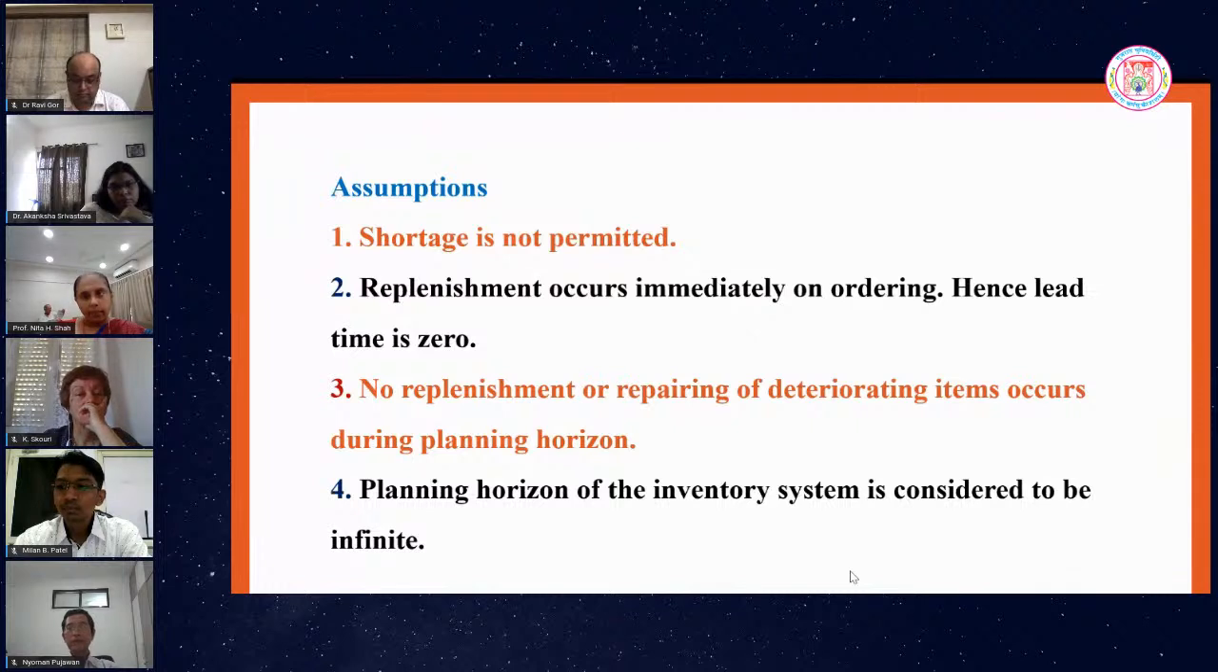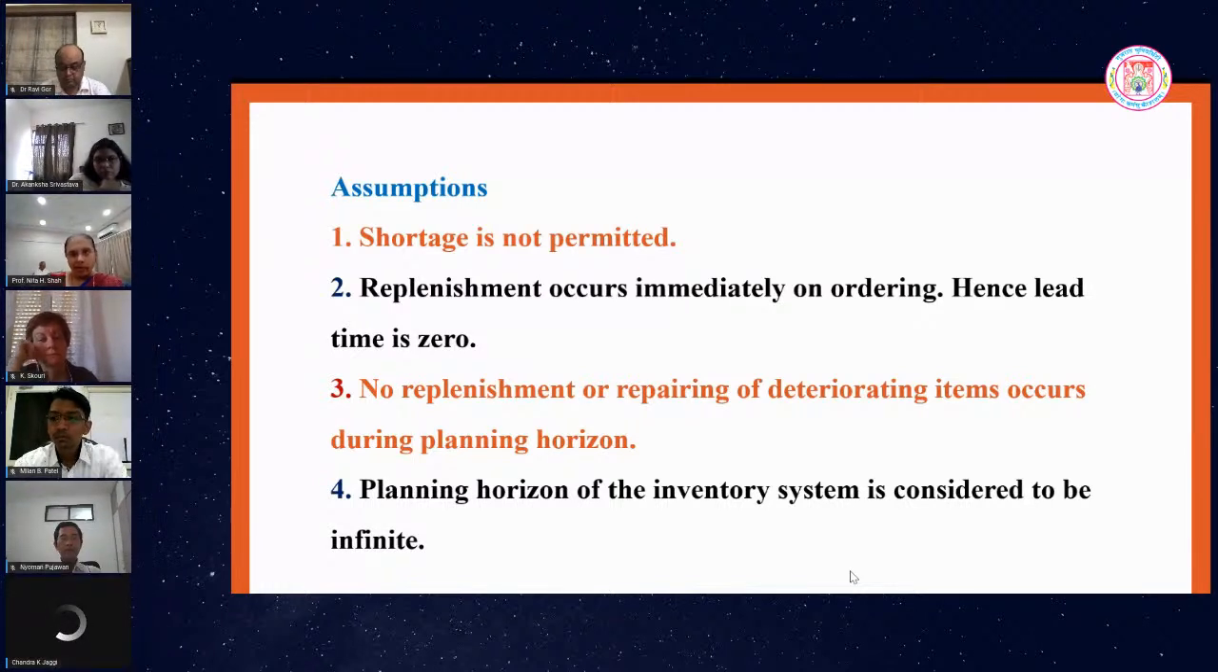Shortages are not permitted. Replenishment occurs immediately on ordering. So lead time can be considered 0 or negligible. Because if a PPE kit is ordered, we have to do immediate replenishment. One cannot have lead time. No doubt, whatever the lead time is, if it comes from the US or if it comes from Bangalore or Surat to Ahmedabad, some time phase is always there. But that can be ignored. So that's why we are saying lead time is 0 or negligible.